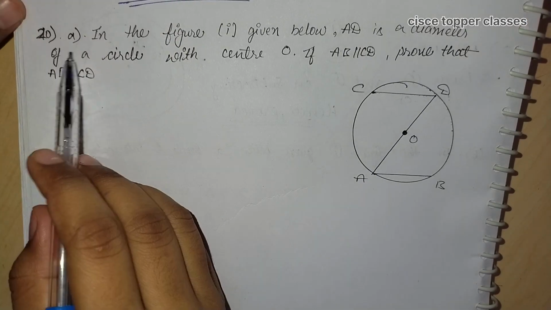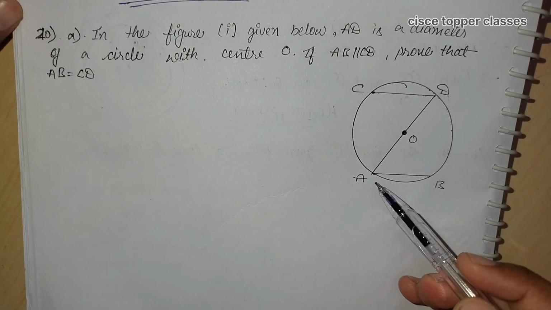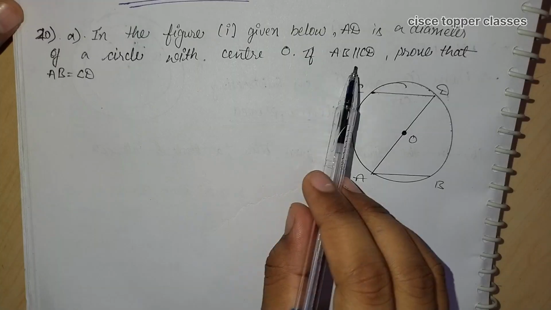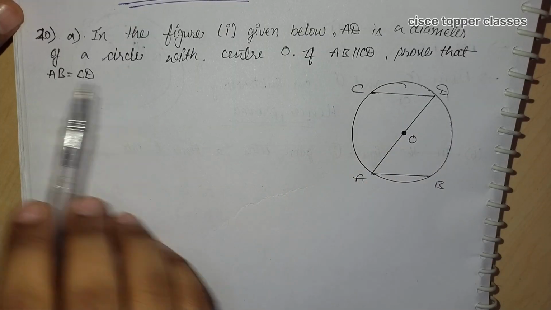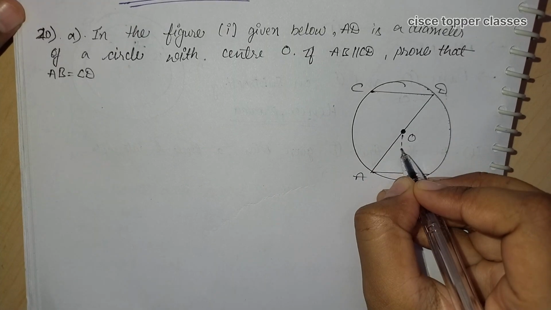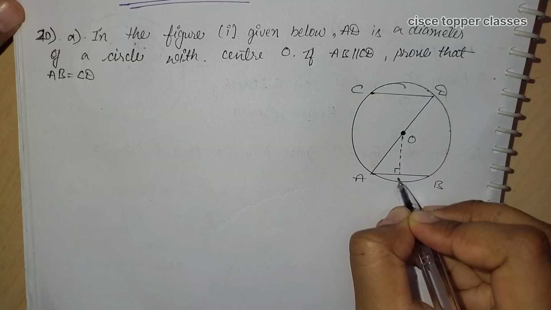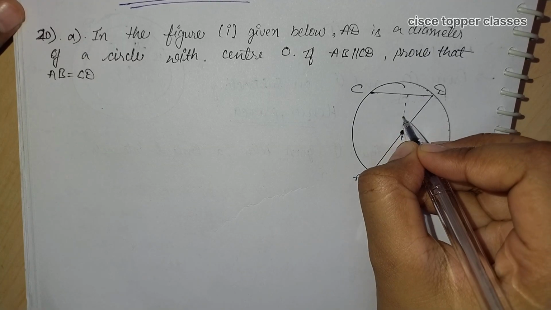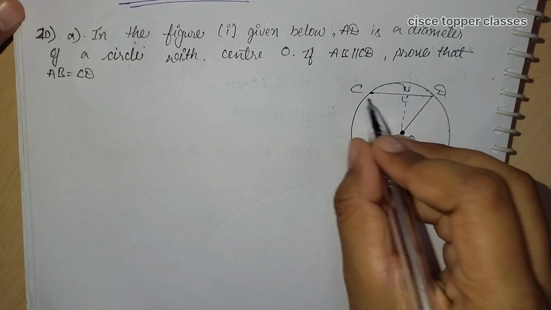Let us solve the 21st part. In the figure given below, AD is the diameter of a circle with center O. If AB is parallel to CD, then prove that AB is equal to CD. Firstly, we will draw OM perpendicular to AB and ON perpendicular to CD.